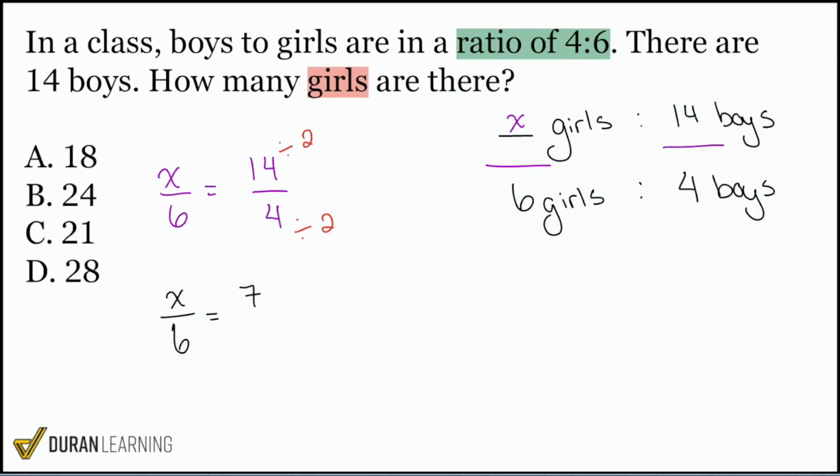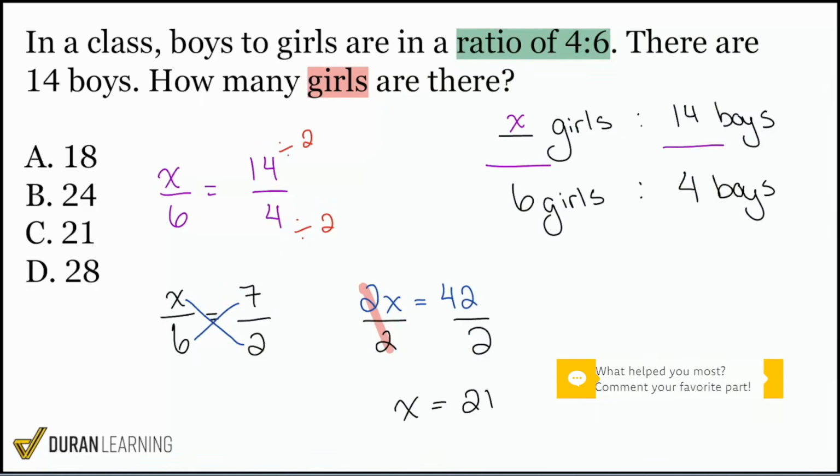14 divided by 2 is 7. 4 divided by 2 is 2. Now, when I cross multiply and divide, look at how easy this can be. I'll do x multiplied by 2, which is 2x, and then 6 multiplied by 7, which is 42. Now that we're here, we can finalize this by dividing both sides by 2 to get the x by itself, and that'll give us x equals 21. And there we go. There's our correct answer. The number of girls is 21, and the correct answer is C.